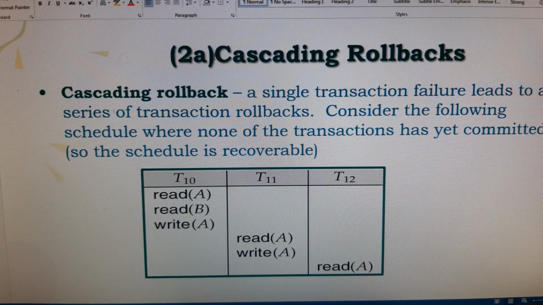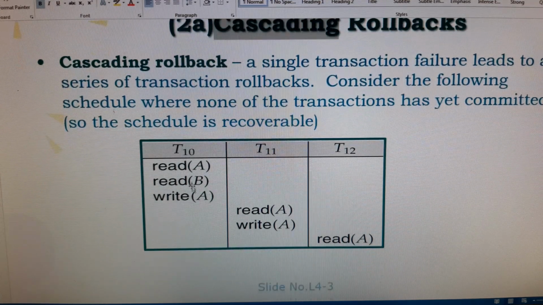So what is cascading? How can you define cascading? Cascading is nothing but whenever a single transaction failure occurs, it automatically leads to multiple transaction failures. Here in this schedule you can observe three transactions executing: the first is T10, second is T11 and third is T12. T10 executes read of A, read of B and write of A. After write of A, T11 reads the data item A, completes its write of A, and then T12 starts read of A.